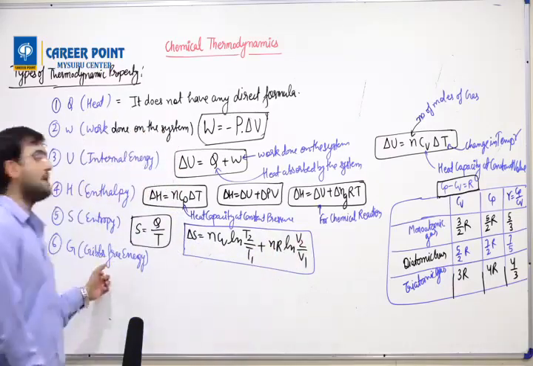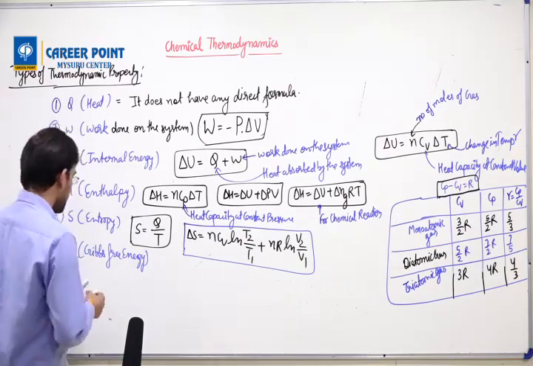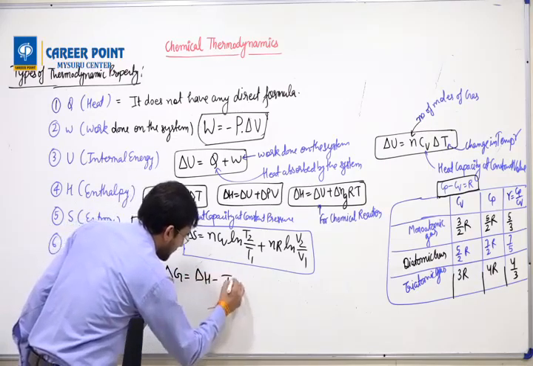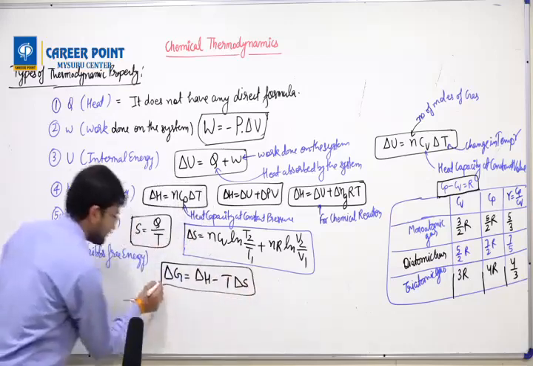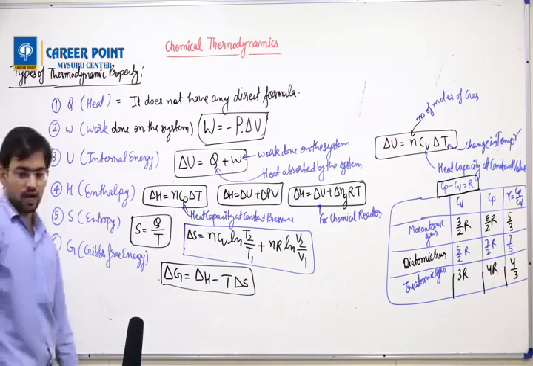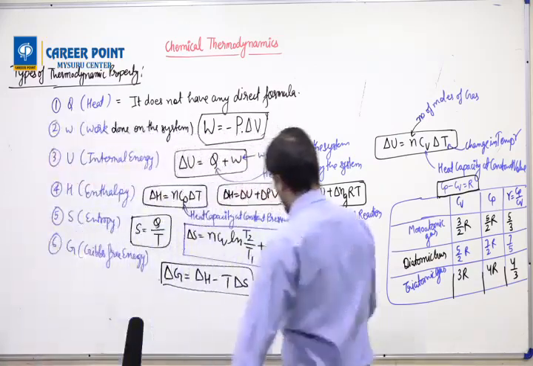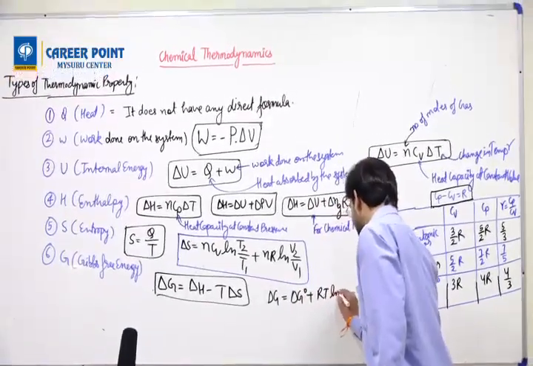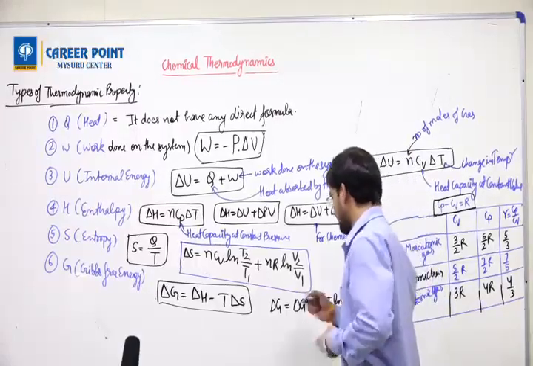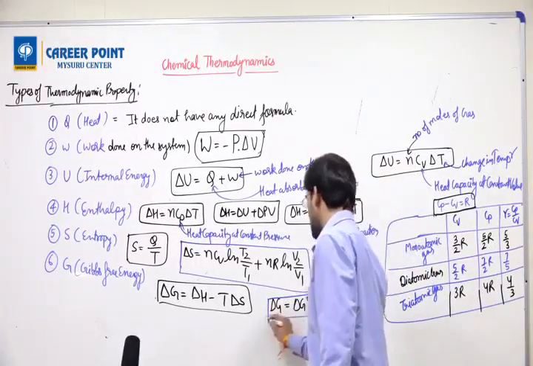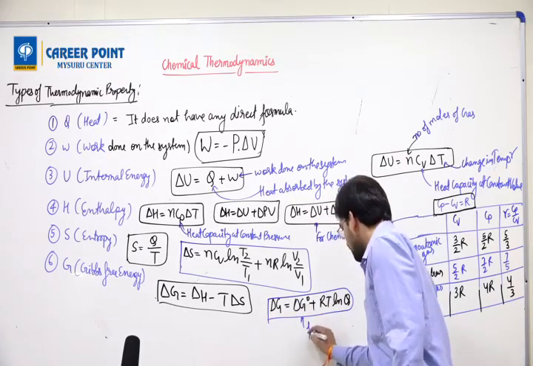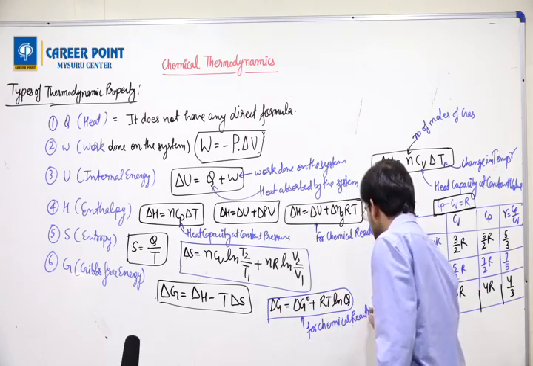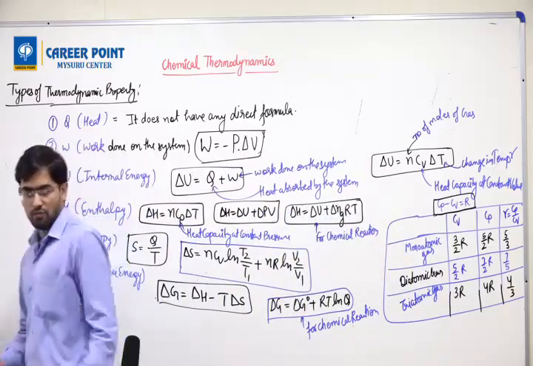Then the last we have Gibbs free energy. Gibbs free energy formula is delta G equals delta H minus T delta S. It has one more formula: delta G equals delta G naught plus RT ln Q. This is again for chemical reaction. Okay, so now please copy all.